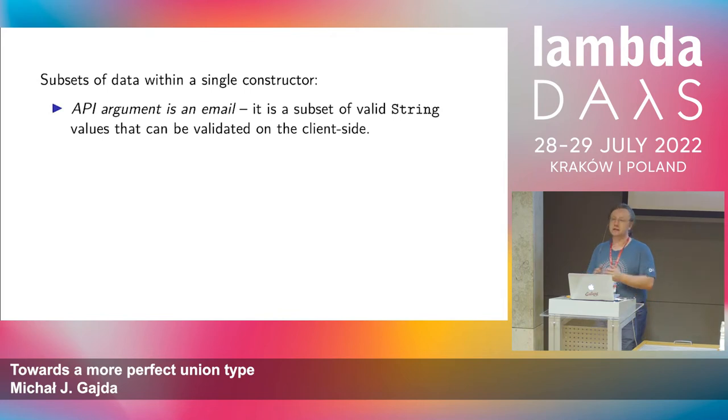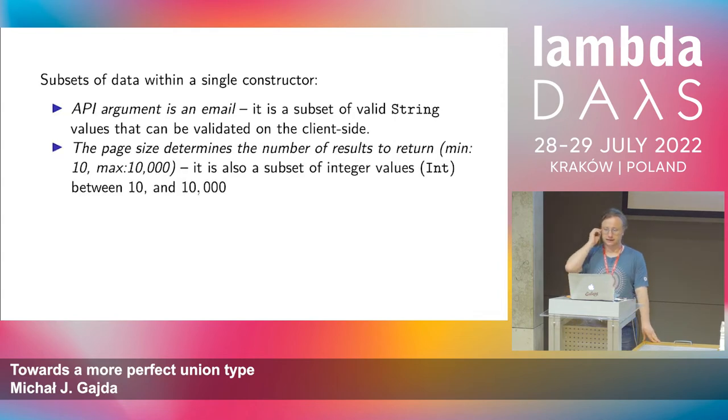And the motivation is, of course, that of APIs. These are typical examples from the wild. For example, an API argument is an email, which means it's passed as a string, but it's not an arbitrary string. It may be an email, and only a correct email. So it needs to be validated at the client side.